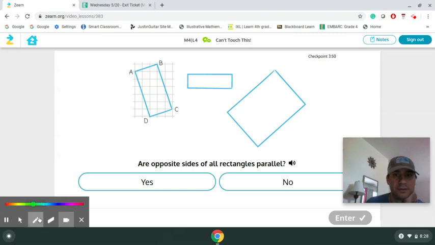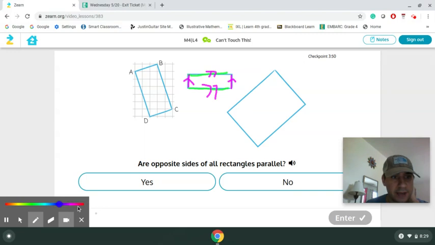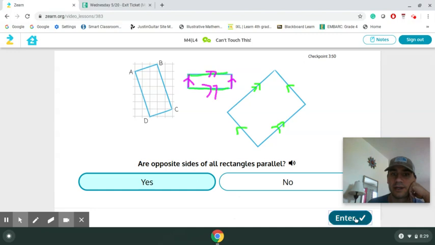So, if you notice, it doesn't matter which way they're flipped, which way they're oriented. If it's a rectangle, opposite sides will always be parallel. They'll always run in the same direction. Notice I'm putting my lines here to represent that. We'll do green for this one. So this side and this side are parallel, and then these two sides are parallel. So yes, opposite sides of all rectangles are parallel.